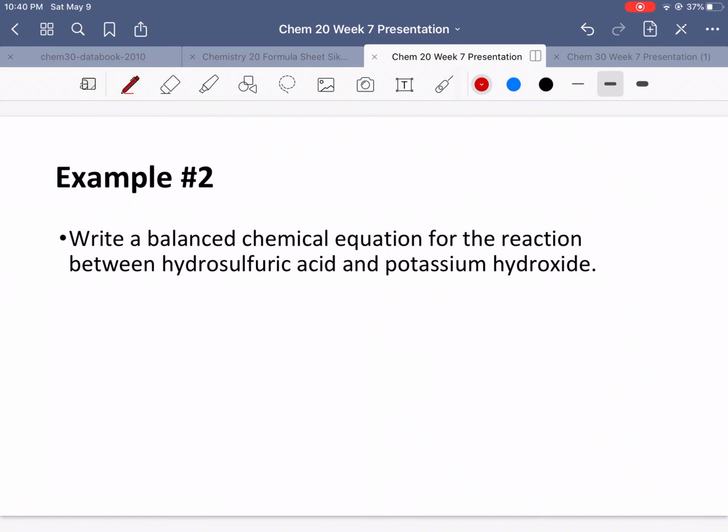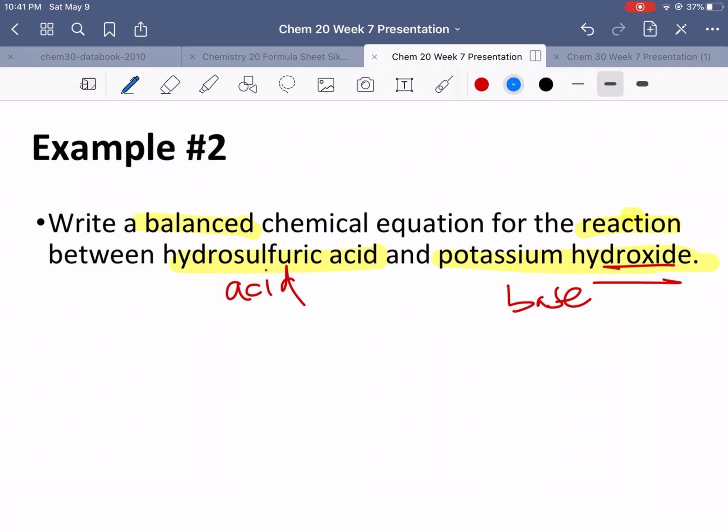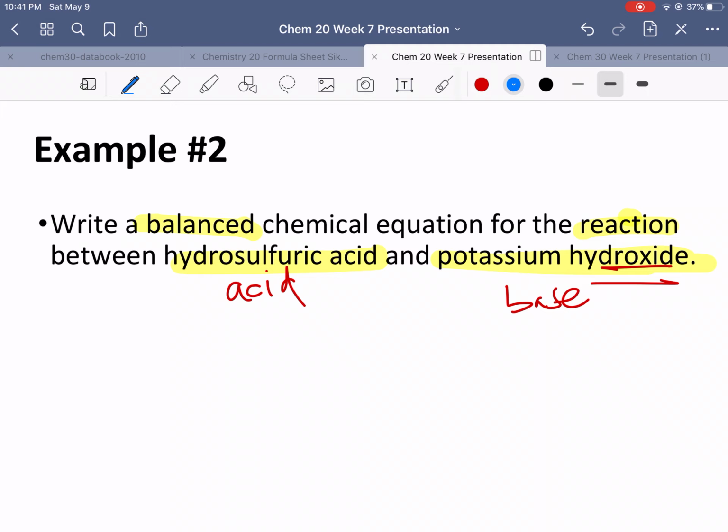One more example for the week, and then week 7 podcasts are finito. Balanced reaction. Check out this one, guys. Pay attention to this sort of thing. Hydrosulfuric acid and potassium hydroxide. Ding, ding, ding. We have an acid. Hydroxide is here. This is a base. Acid plus a base. It's still double replacement, but it's a special kind of double replacement called neutralization.